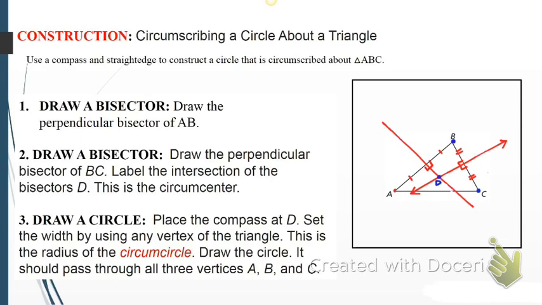So once you have your compass point on D and you've opened up your compass so that it goes out, let's say to vertex A, you're going to just twist your compass all the way around and make a circle around the circumcenter. Okay, so when you're finished with your construction, it should look like this. D is the place where the perpendicular bisectors meet, the circumcenter. And when we spin our compass around the circumcenter, we create a circle that contains all the vertices of the triangle.